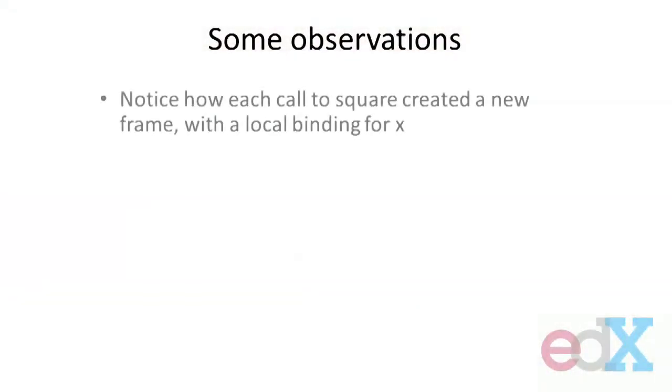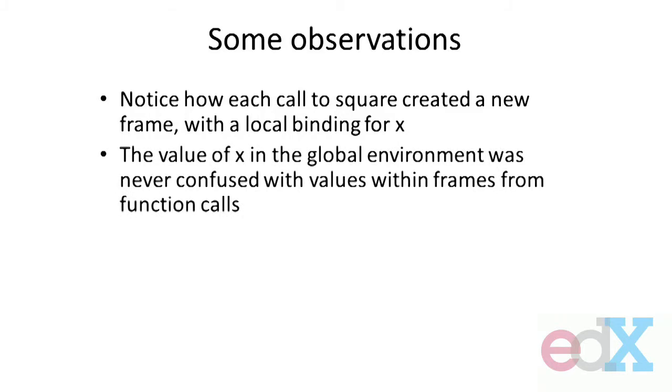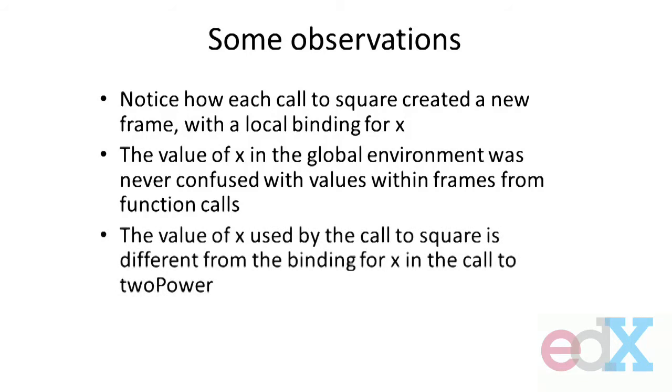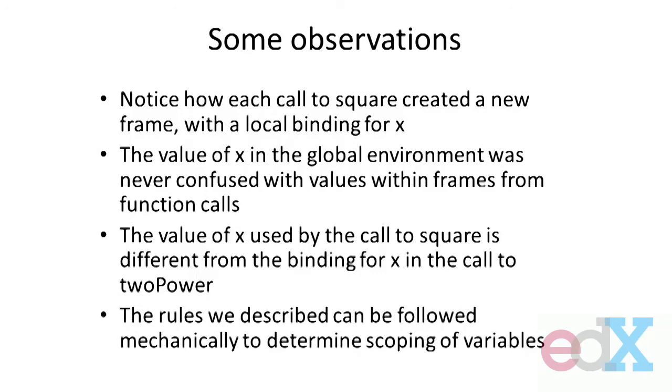So, let's capture that. Notice how each call to square created a new frame with a local binding for x for square. The value of x in the global environment was never confused with the value that was being used for square or the value that was being used inside that iterative loop inside of 2 power. That value of the call to square is different from that binding, in fact, for the value inside of 2 power. So each one of those was kept separate. And as a consequence, these rules make it clear that we can mechanically keep track of the right value.